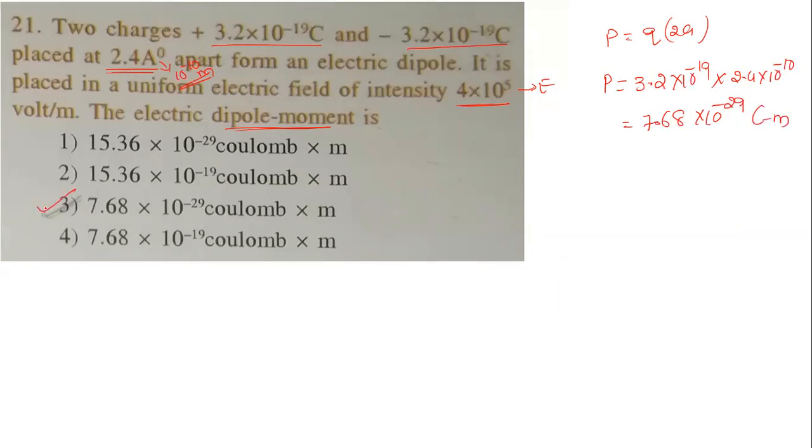This is the answer. The third option is the answer. The fourth option is not correct because the power is 10 power minus 19 there. Did we use the electric field here? No, sir, we did not use the electric field; we did it directly like this. So this is about question number 21. Next, look at the next question now.